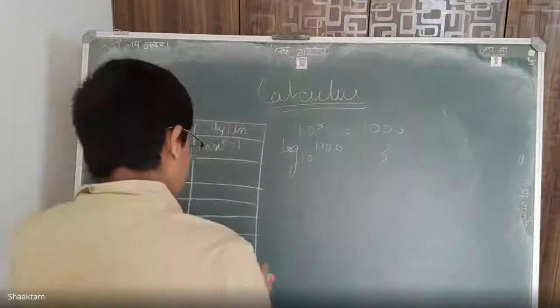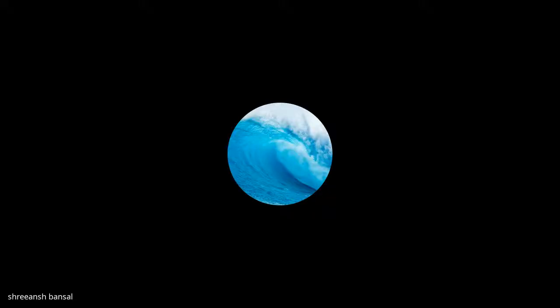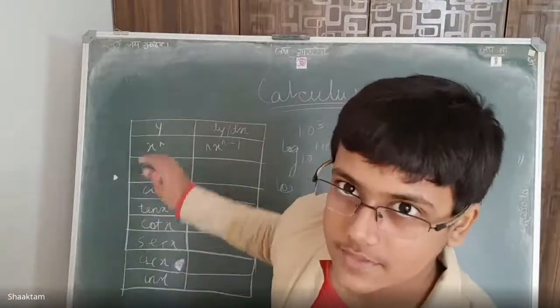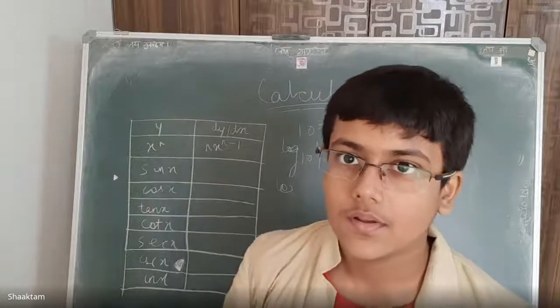Shaktam, I didn't understand one thing. Like in the table, in the left part of the table, you have written cos x and everything, like tan x, cot x, sec x. Why have you written these? Because I'll write dy by dx later. I'm just writing them down for you. Okay.